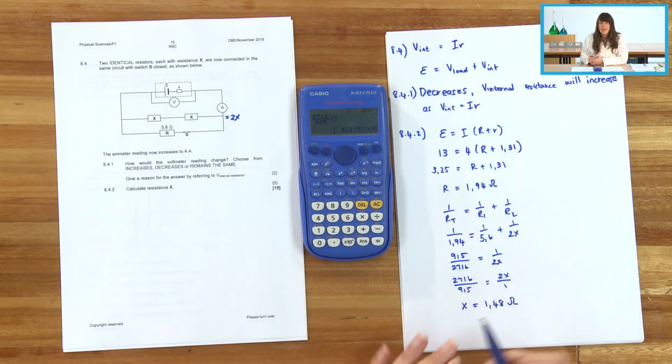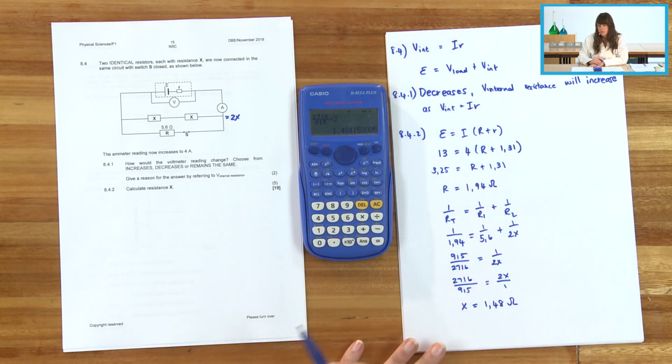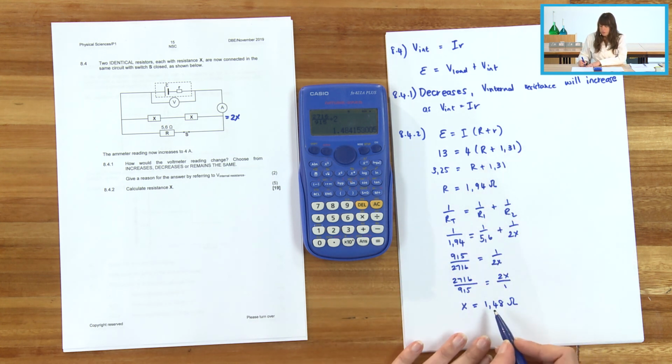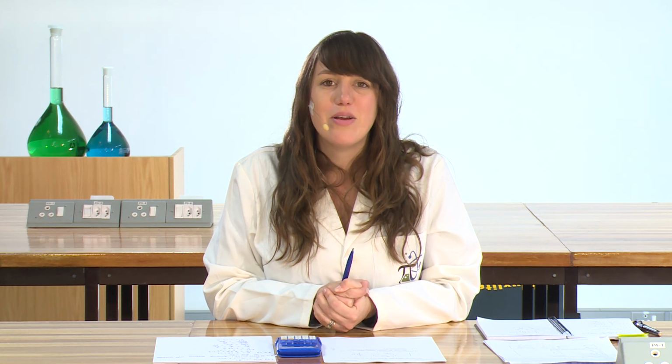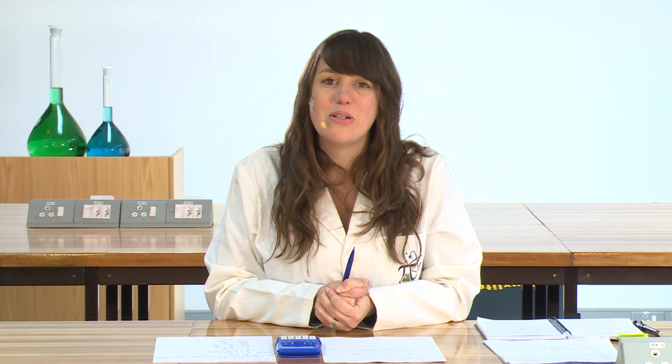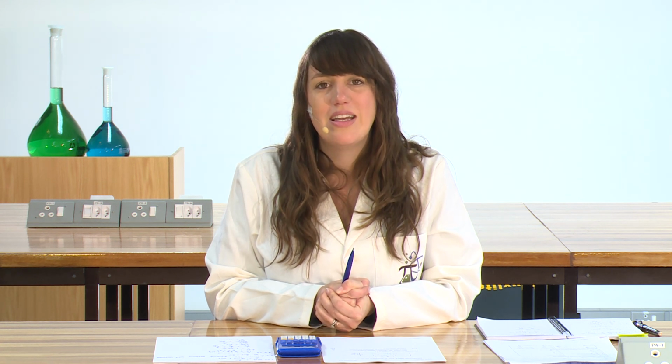Notice here you might have slightly different answers or numbers in your fraction depending on how you rounded off the previous answer, and even how r internal could affect it, but you should get an answer around 1,48 ohms. That brings us to the end of question 8 from November 2019, and also to the end of our episode on electric circuits. We look forward to seeing you in our next episode.